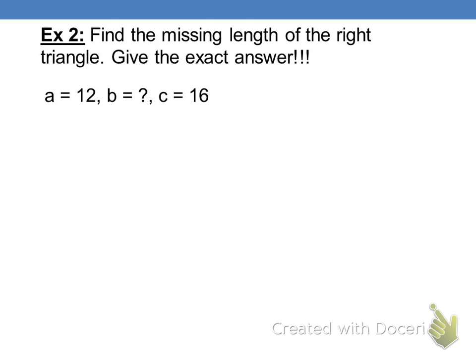All right. How am I going to start this? A squared plus B squared equals C squared. What is A? A is 12. B is B. C is 16.